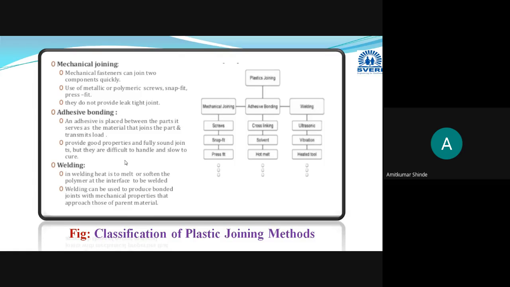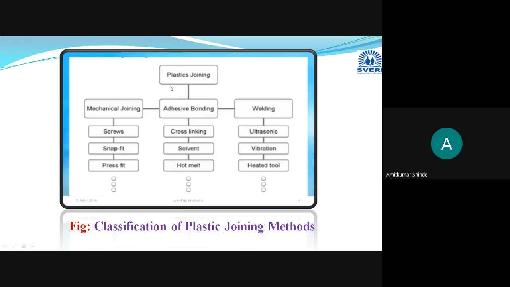Okay, and this welding of the plastics will give you better joints as compared to mechanical joining and adhesive bonding. Better joints will be obtained by this welding method. Generally these three methods are there for joining the plastic material: mechanical joining, adhesive bonding and welding. Okay, this is the classification of the plastic joining processes or plastic joining methods.